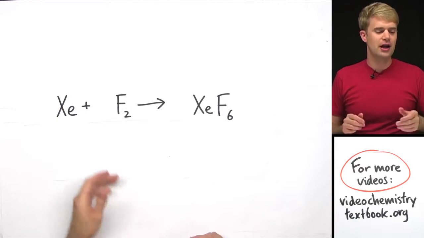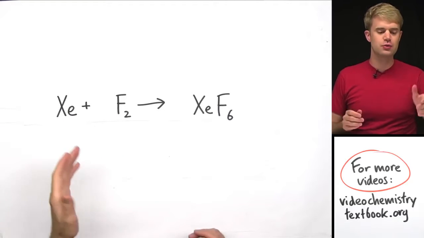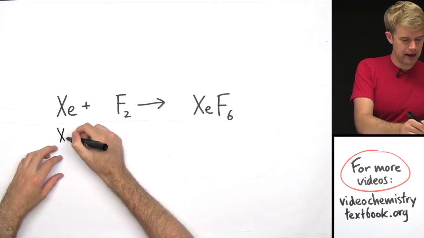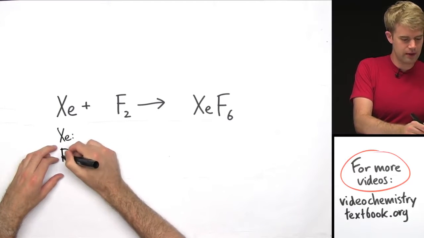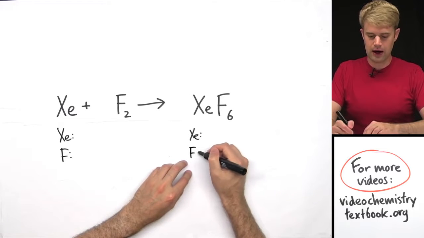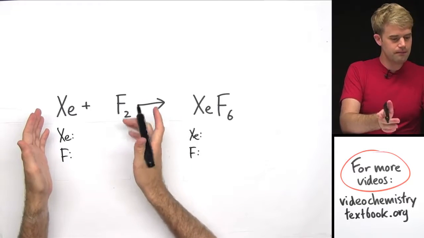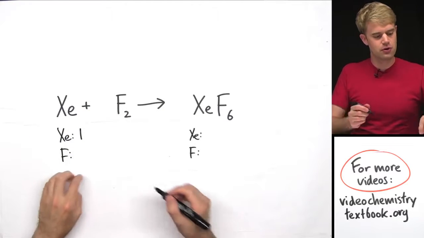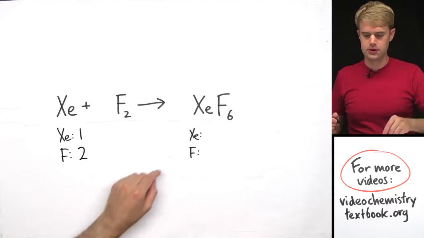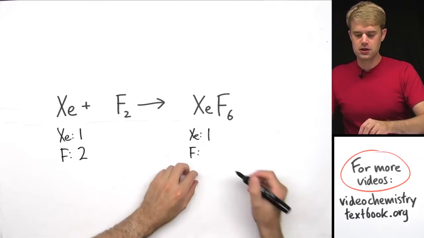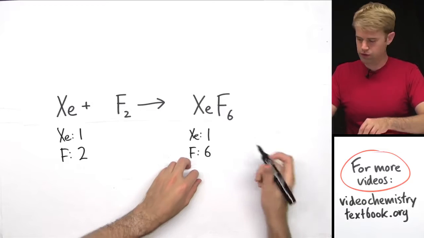We want to keep track of how many atoms of these elements we have on both sides of the equation, so we're going to make a little chart. I've got xenon and fluorine on this side, and xenon and fluorine on this side. Over here, I have one xenon atom, and then I have F2, so I've got two fluorines. Over here, also one xenon, and then F6, so I've got 6 fluorines.